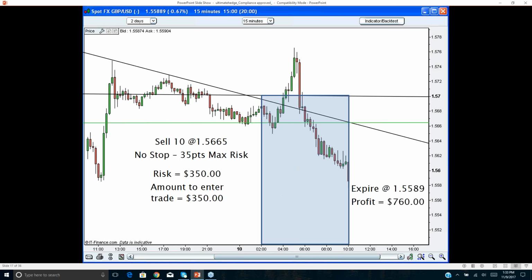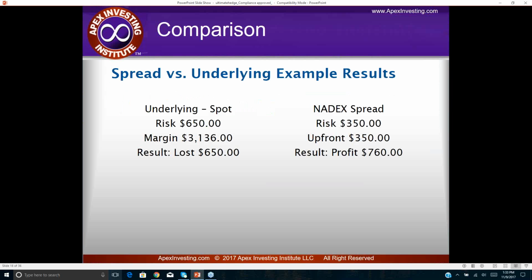So you see that, guys? Same chart. One example, just trading straight Forex, spot Forex. Another example, trading Nadex spreads. What was the difference? On the underlying, on spot Forex, how much did I risk? I risked 650 bucks. Remember? On Nadex spreads, getting the same $10 per tick because we got 10 spreads, my risk was only 350 bucks.